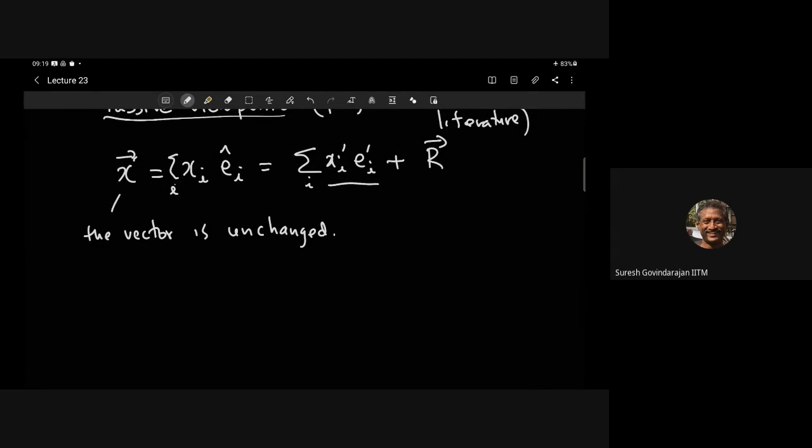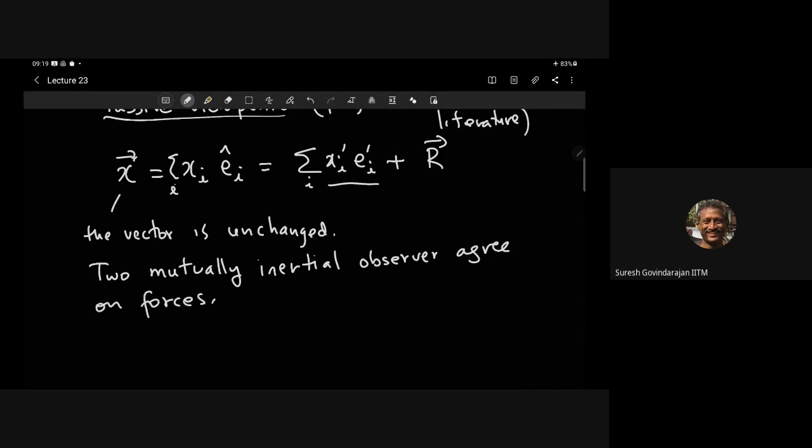So the point here is that two mutually inertial observers agree on forces. If one person says F equal to 0, it's true for both. This is how we worked out R, but we want to go beyond this.